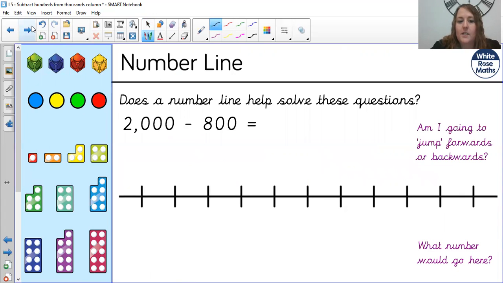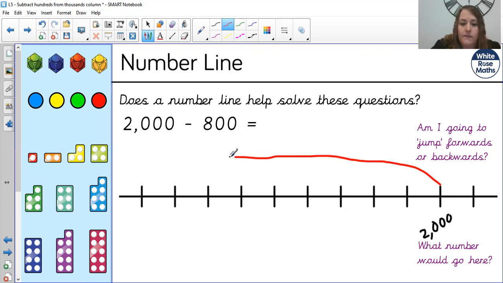Okay, last one on the number line, 2000 to take away 800. You might not need to draw this on the number line because these numbers have been rounded. They are round numbers to the nearest 1000, to the nearest 100, but 2000, and I need to take away 800, so 8 jumps. 1, 2, 3, 4, 5, 6, 7, 8. Ooh, down to there, 800.